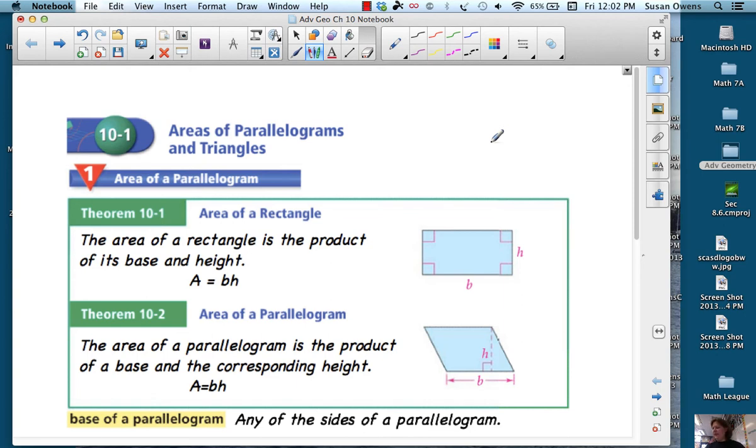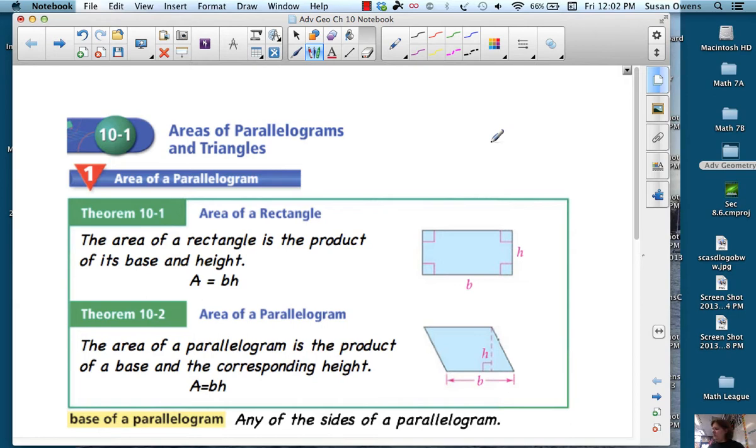Today's video is for Advanced Geometry, Chapter 10, Section 1, Areas of Parallelograms and Triangles. So we have a formula for a rectangle and a parallelogram. A rectangle is a parallelogram, so we can use the same formula. The formula does work for both of them. The area of any rectangle is the product of its base and its height. Most of us are very familiar with that one. Now, a parallelogram, we can also use the same formula. The area of any parallelogram is the base times the height.